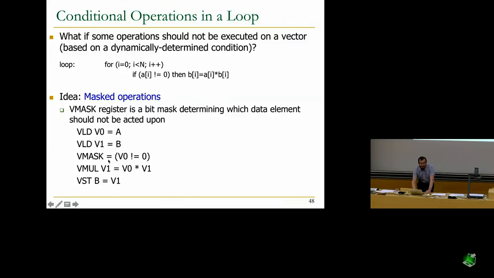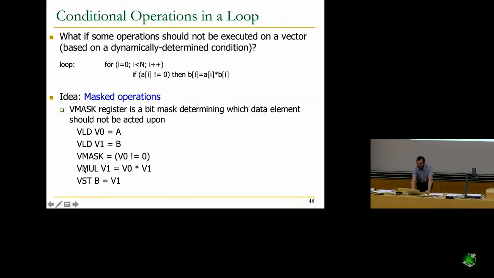If the vector mask says element zero has a vector mask bit set to one, that multiply will take effect. If it's set to zero, that multiply will not take effect on that element. Basically, the vector mask is an element-by-element bit mask that tells you which elements this operation should take effect on. That's true for the vector store also. So this vector multiply operates only on those elements where the vector mask is set to one. That's the idea. Now you have a conditional multiply operation, right?